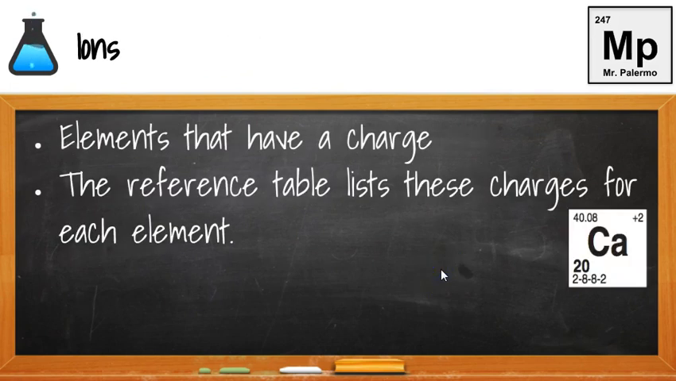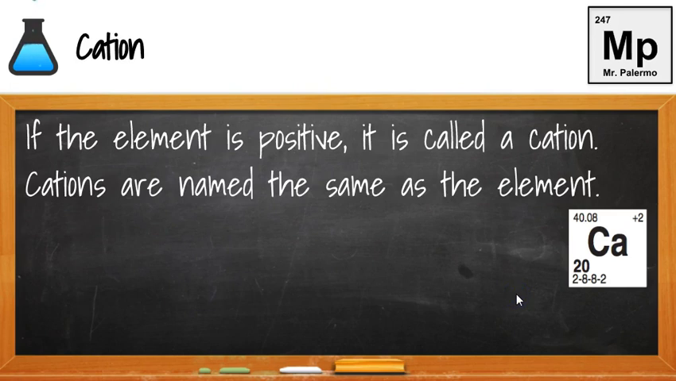When we discuss things like ions, these are elements that have a charge associated with them. In the reference table, there's a list of charges in the upper right-hand corner of the element box. So for calcium, the charge is +2. We'll have positive and negative charges, or positive and negative ions. The positive ions are called cations, and I just think of the T here forming the plus sign, so that's how I know it's a positive ion.